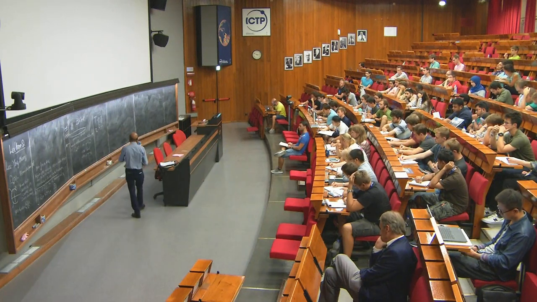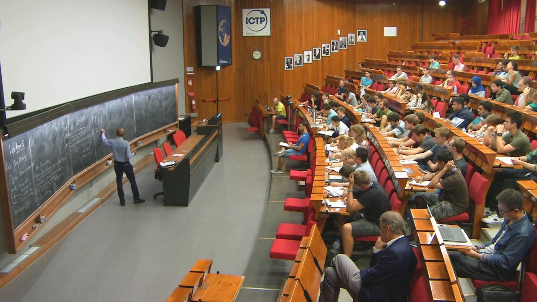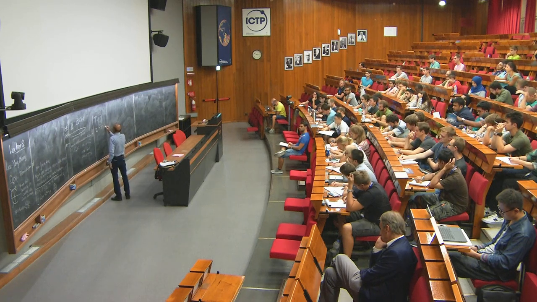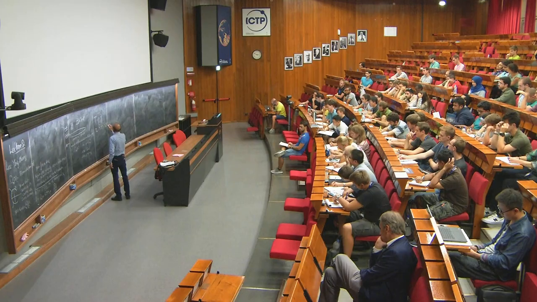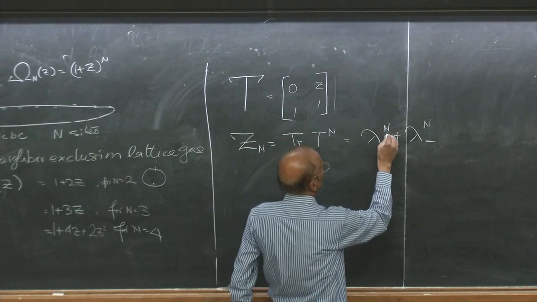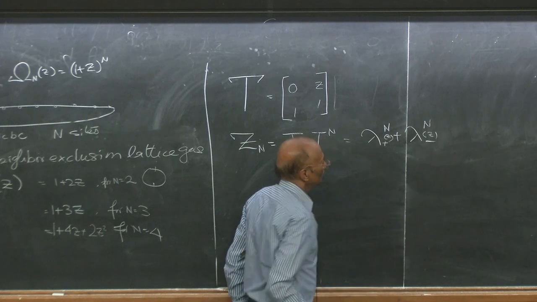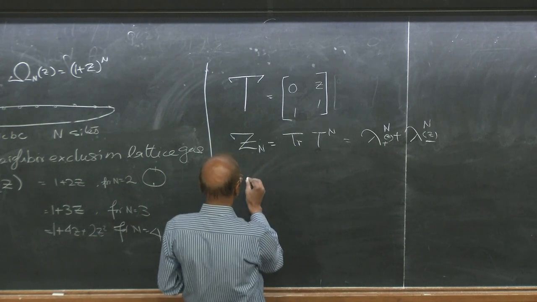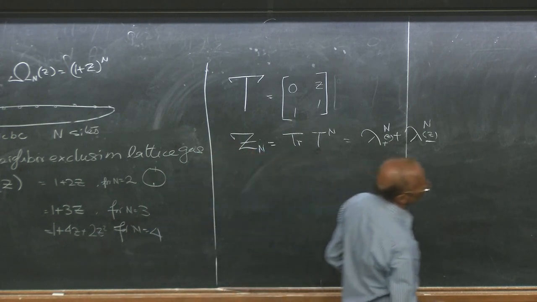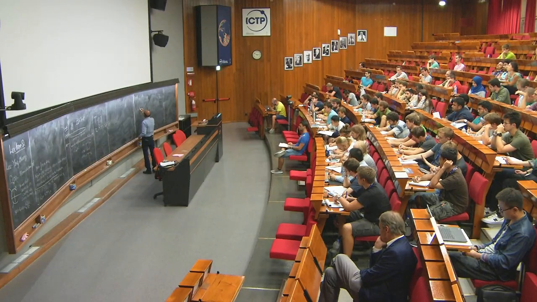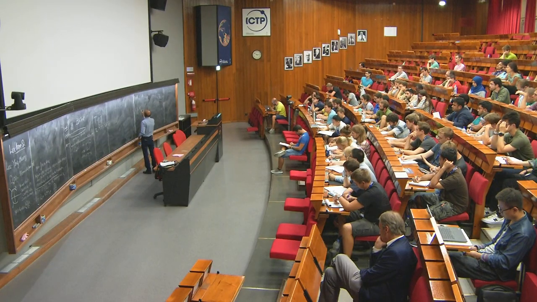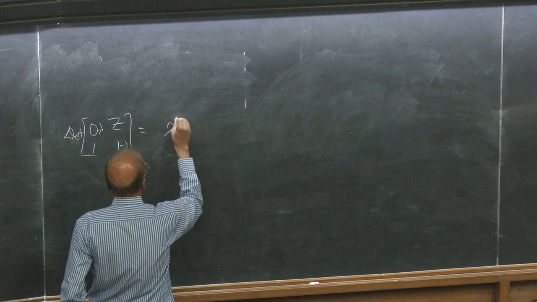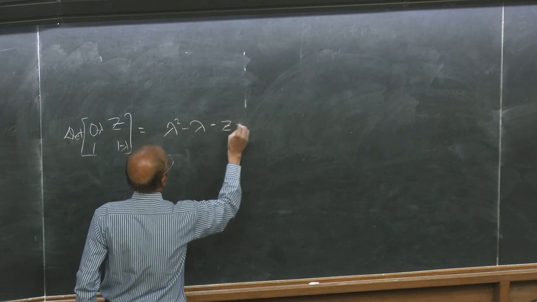Okay, so now this looks much more tractable because it's a 2x2 matrix. I can diagonalize it, and the answer is lambda plus to the power n plus lambda minus to the power n. Okay, and I can write down this matrix. Now this is a small exercise. I can do it here. The matrix is 0, z, 1, 1; put minus lambda, determinant equal to lambda squared minus lambda minus z equal to 0.